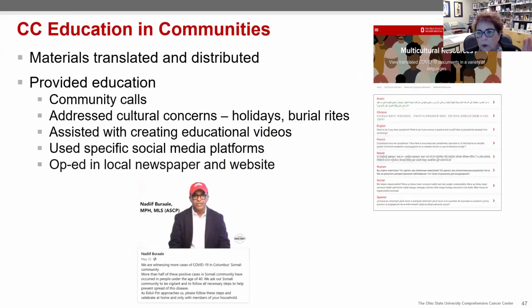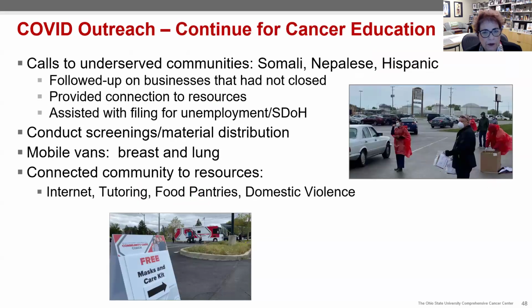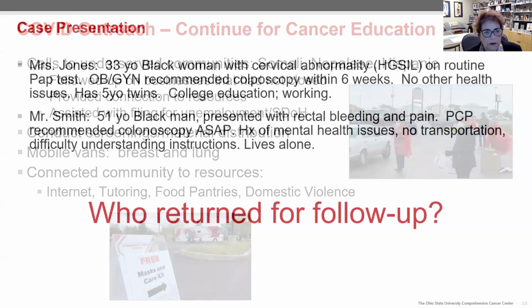And lastly, I really want to talk a little bit about our education. We translate materials, distribute these translated materials throughout the community, and we provide community education. And especially during COVID, we really pitched in and focused on our underserved communities. And we didn't just focus on cancer. We really went out. We also conducted screenings, mobile vans, and connected people to community resources, including internet resources, tutoring, food pantries, and domestic follow-up.